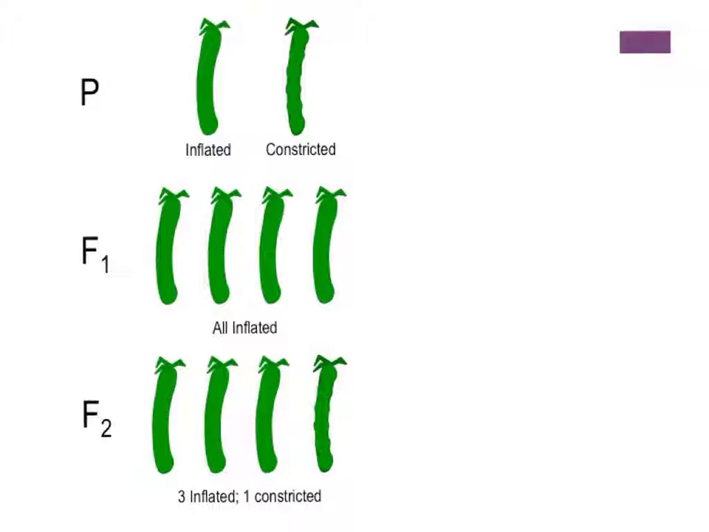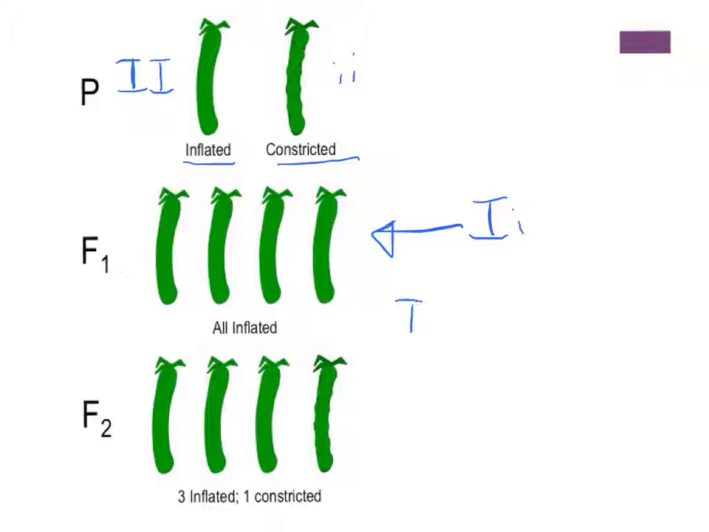So let's look at an example here. We've got a parent generation where you have an inflated pea pod and a constricted pea pod, and then the next generation are all inflated. So what does that tell us? Well, if these were pure to start with, then we know that all of these are heterozygous, and that inflated is dominant. So we could refer to inflated as a big I, and constricted as little i's if you wanted. And that means everybody in this generation is a big I, little i.